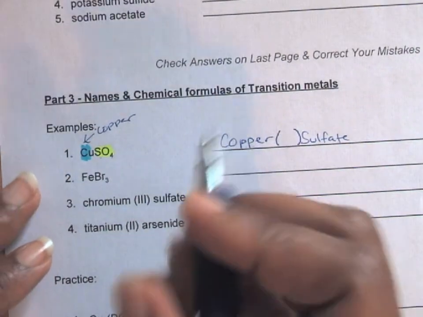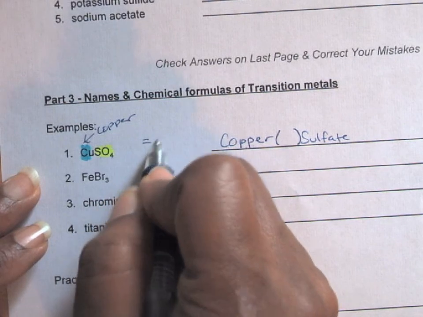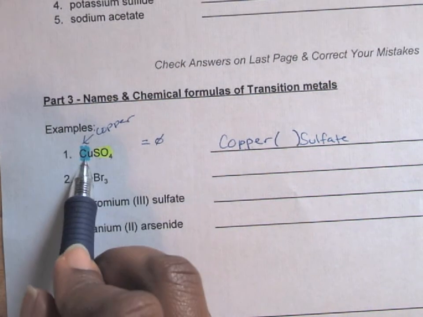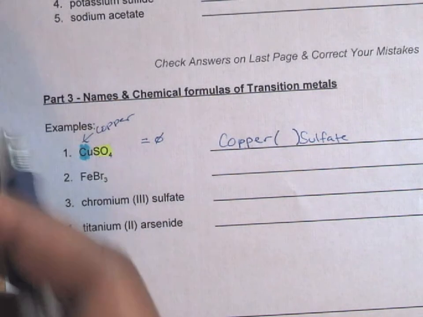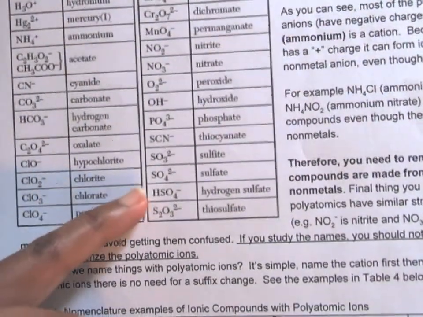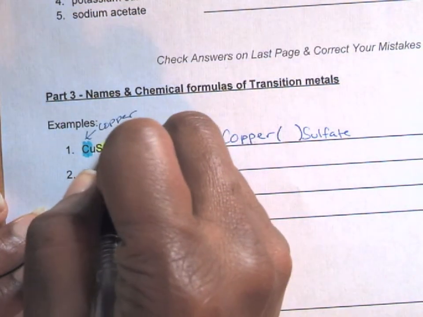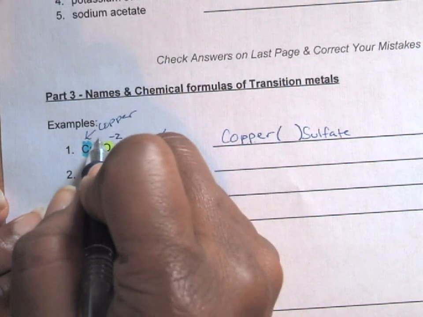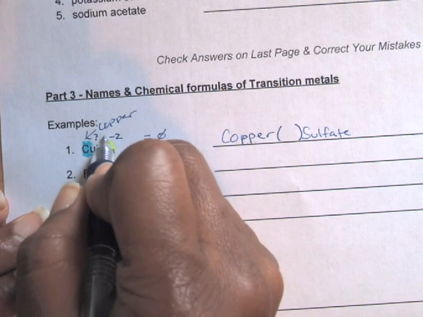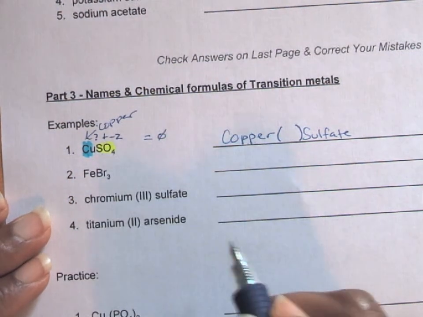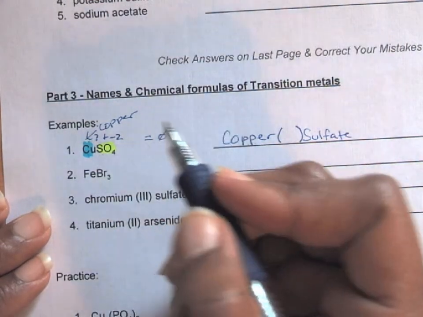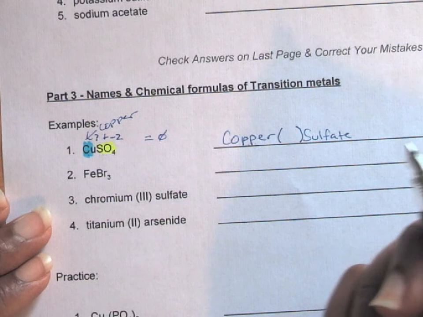So how do we figure that out? We know the overall charge of this chemical formula must be 0. And we don't know the charge of copper, but we do know the charge of sulfate because if you look on the chart here, it's 2-. So that means that we've got a -2 charge. So I'm going to ask myself, what charge of copper plus -2 will give me 0? Well, what plus -2 gives you 0? That means it's +2. So my copper must have a +2 charge.